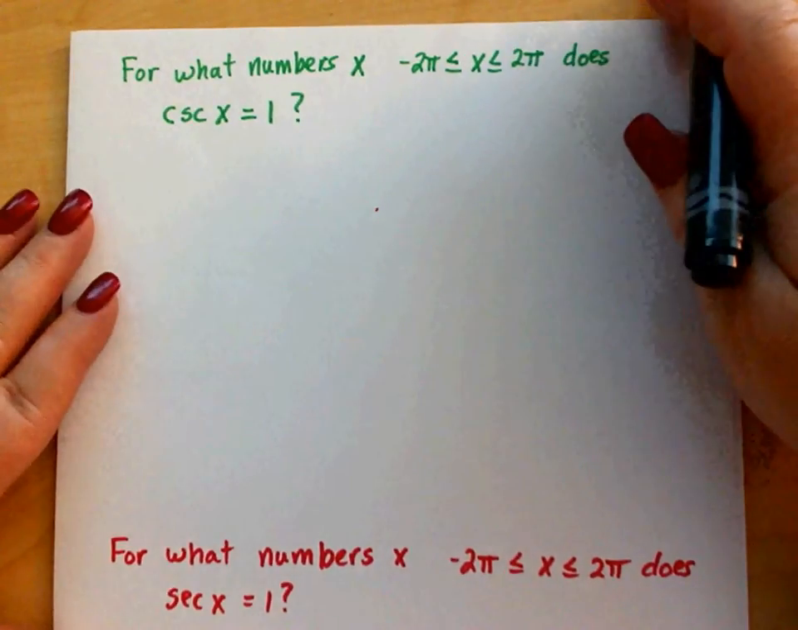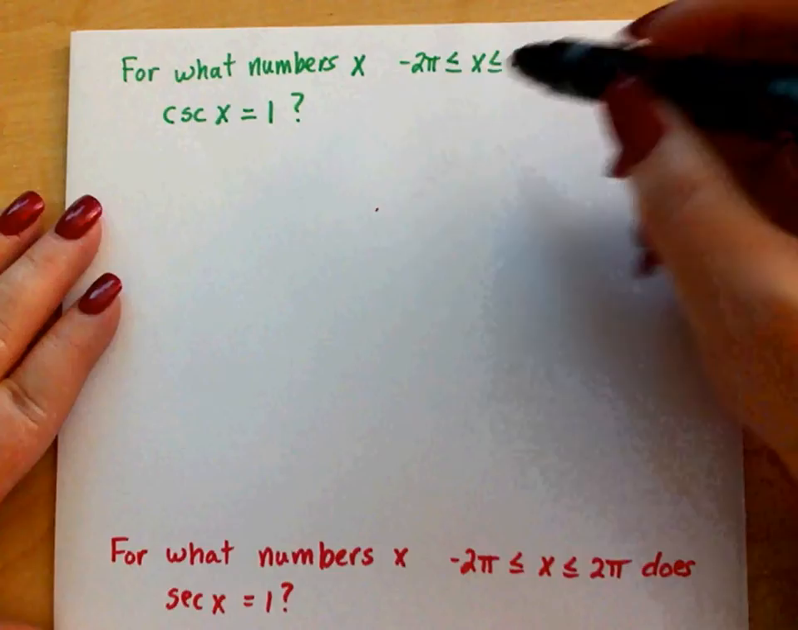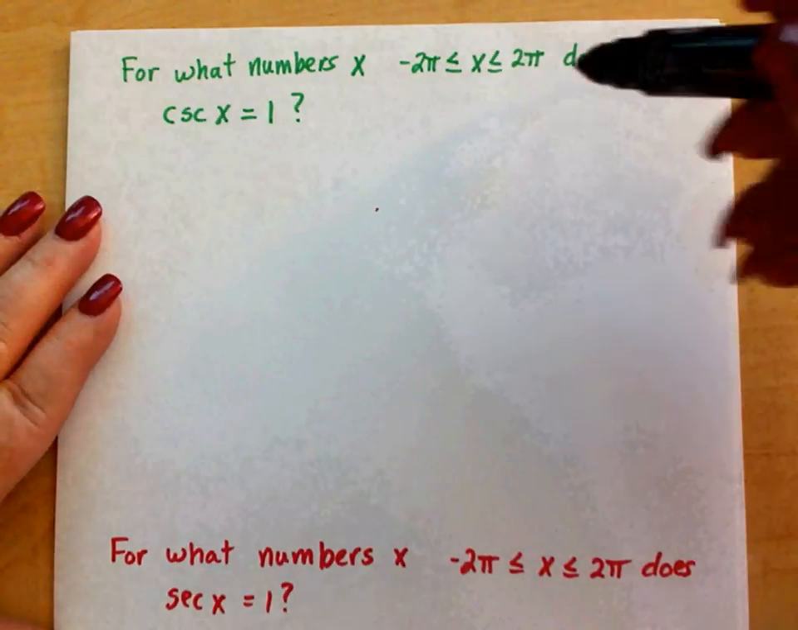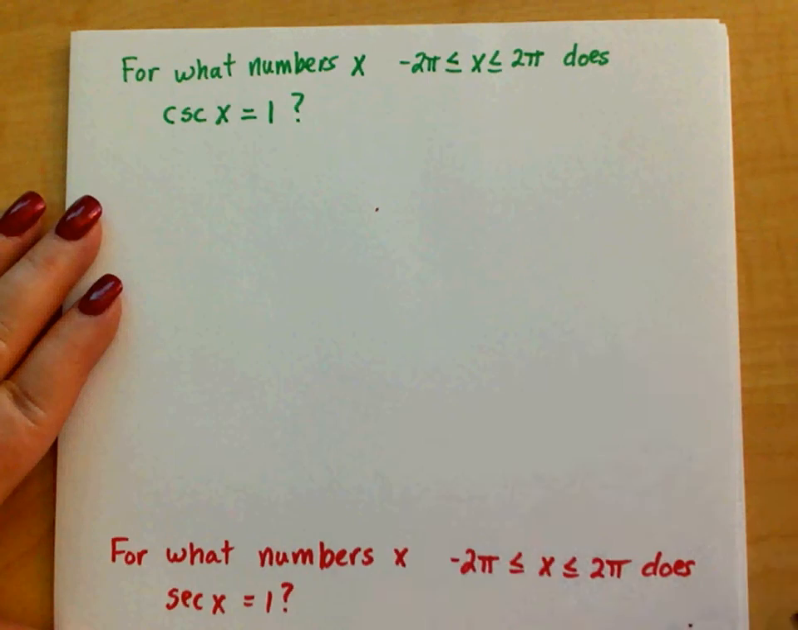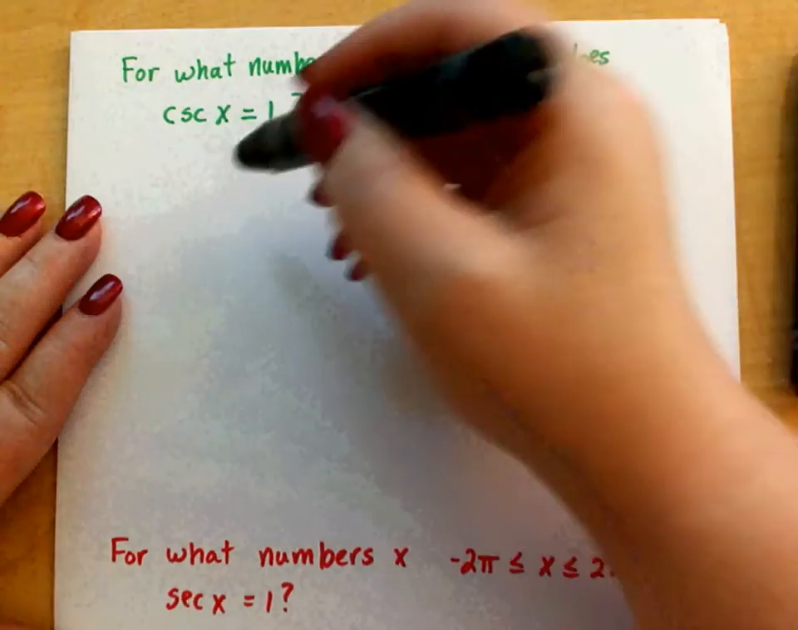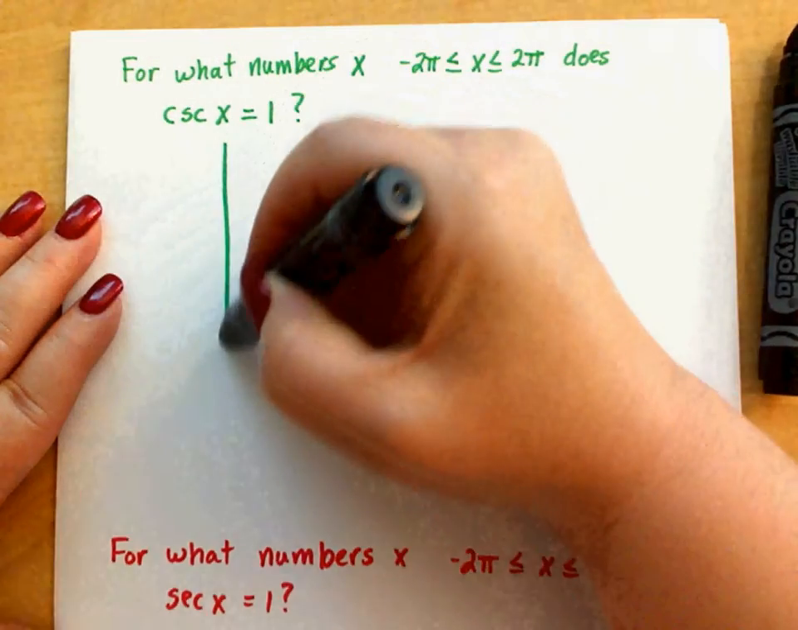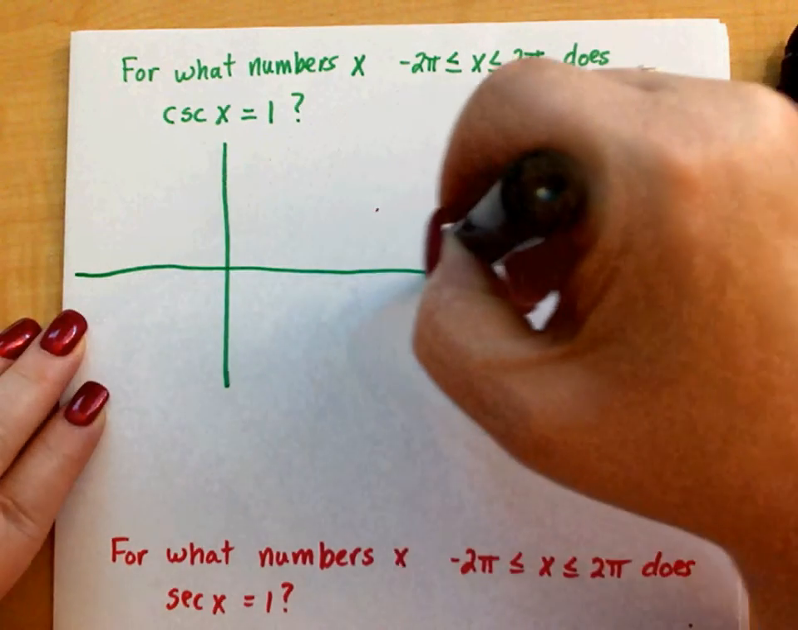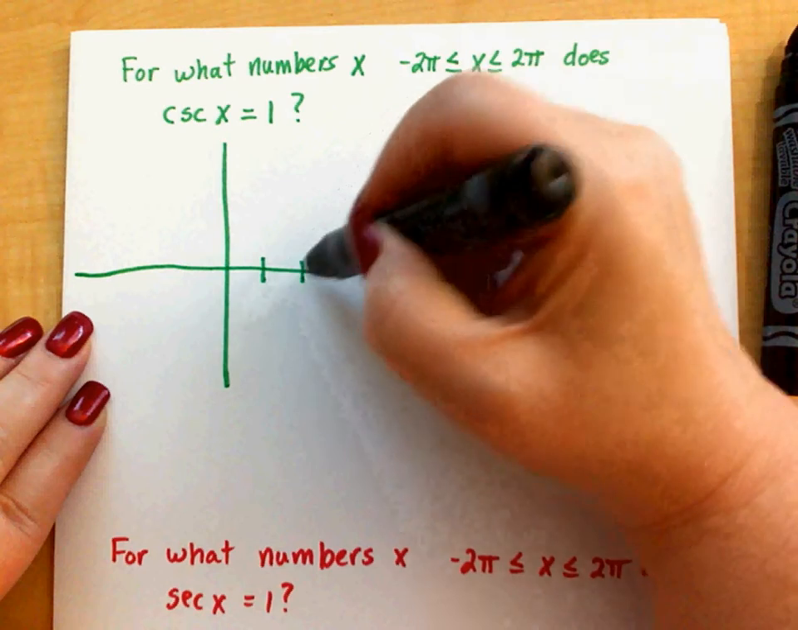Alright, here's our question. For what numbers x between negative 2 pi and 2 pi does cosecant of x equal 1? I'll try a different color here. To start with, I'm going to sketch the picture of what cosecant looks like, and then we'll be able to tell where it does equal 1.